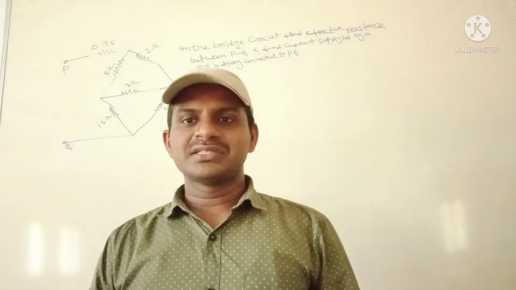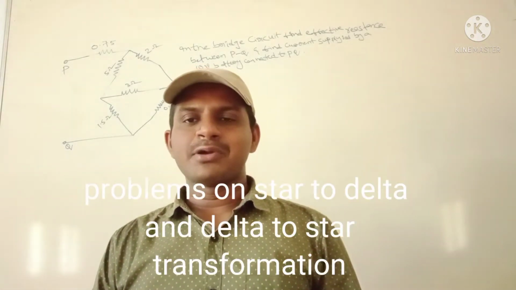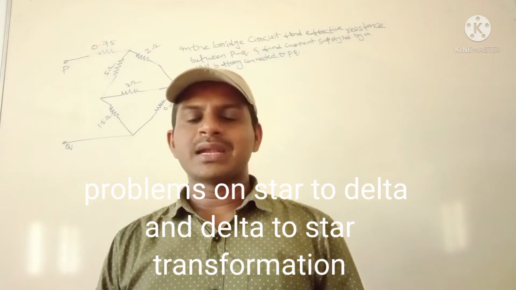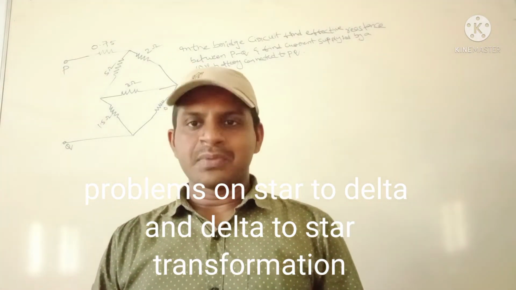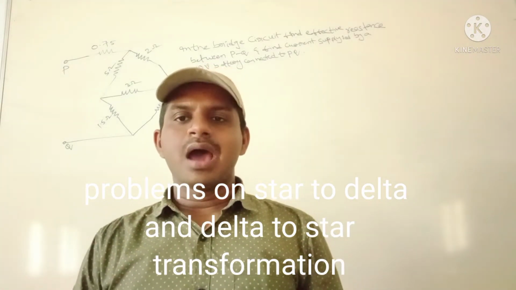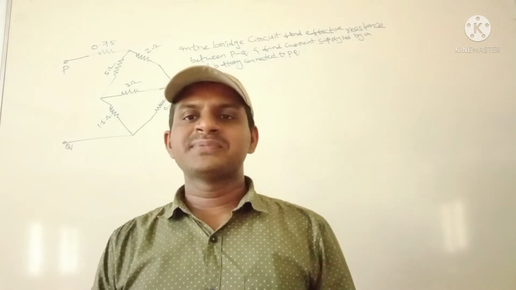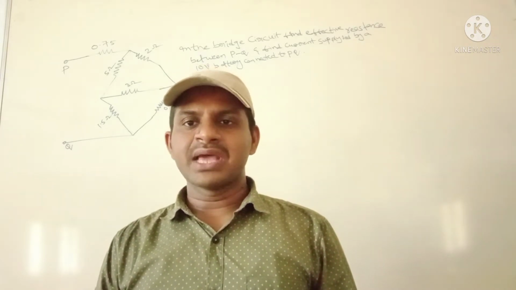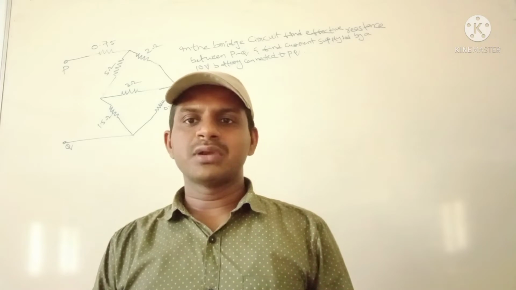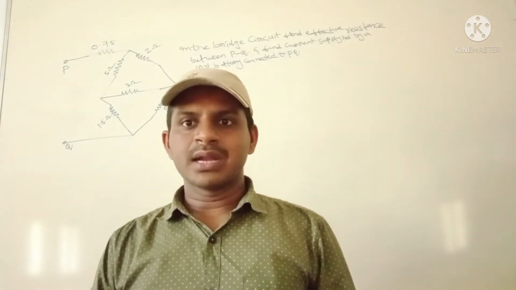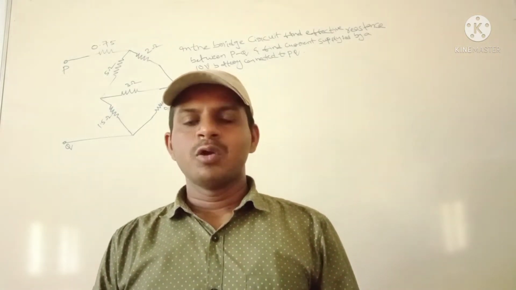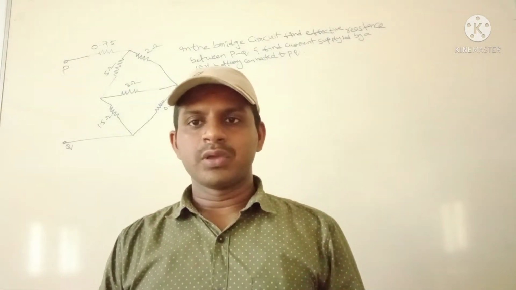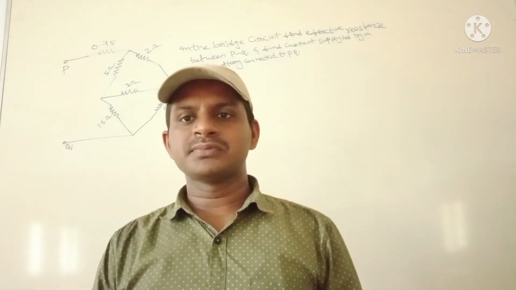Today we are going to discuss problems on star to delta and delta to star transformation. In the previous session we already learned the different types of formulas and shortcut methods for both star to delta as well as delta to star connected networks. From that, today we solve different types of problems.